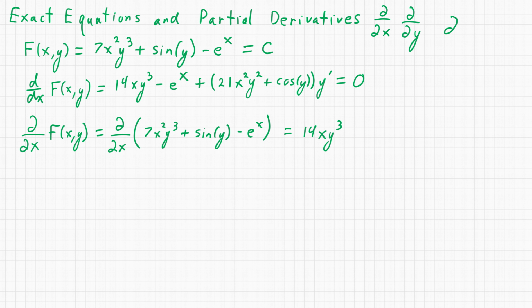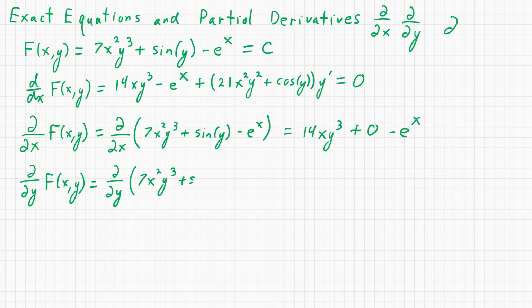The next piece, I have partial x times sine of y. And since y is being treated as a constant here, this is sine of a constant, it ends up being 0. Then the last bit, I have partial x applied to negative e to the x. That has an x in there, so it's going to be minus e to the x. If I do partial y of f of x comma y, well, that's partial y of the same thing. 7x squared y cubed plus sine of y minus e to the x.